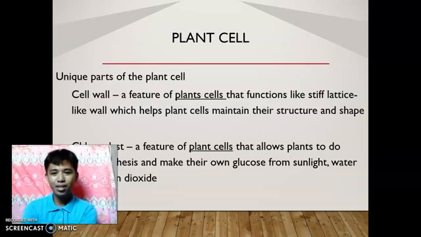So, plant cells, unique parts of the cell. The cell wall is a feature of plant cells that functions like stiff walls, which help the plant cells maintain their structure and shape. And the chloroplast is a feature of plant cells that allows plants to do photosynthesis and make their own glucose from sunlight, water, and carbon dioxide.